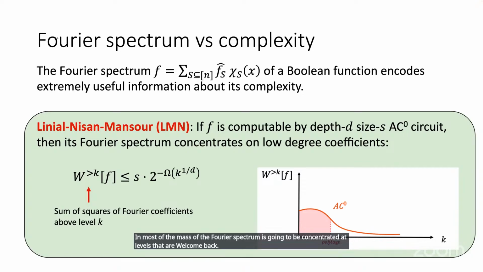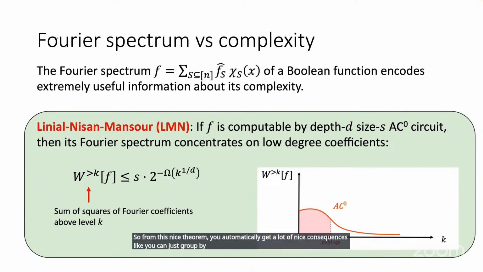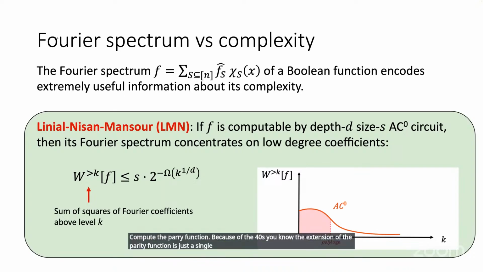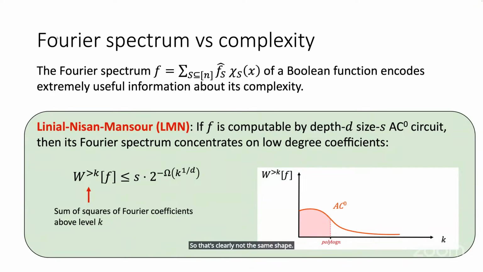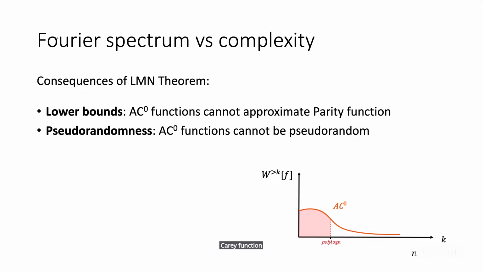From this nice theorem, you'll automatically get a lot of nice consequences. You can just see by proof by picture that AC0 circuits cannot compute the parity function, because the Fourier expansion of the parity function is just a single point at level n. That's clearly not the same shape, so AC0 circuits can't. Very nice theorem, and there's a consequence in the lower bound for the parity function, or any other function that doesn't have this Fourier concentration. We also get some nice consequences about pseudo-randomness. For example, AC0 functions cannot be pseudo-random. You can easily distinguish them.